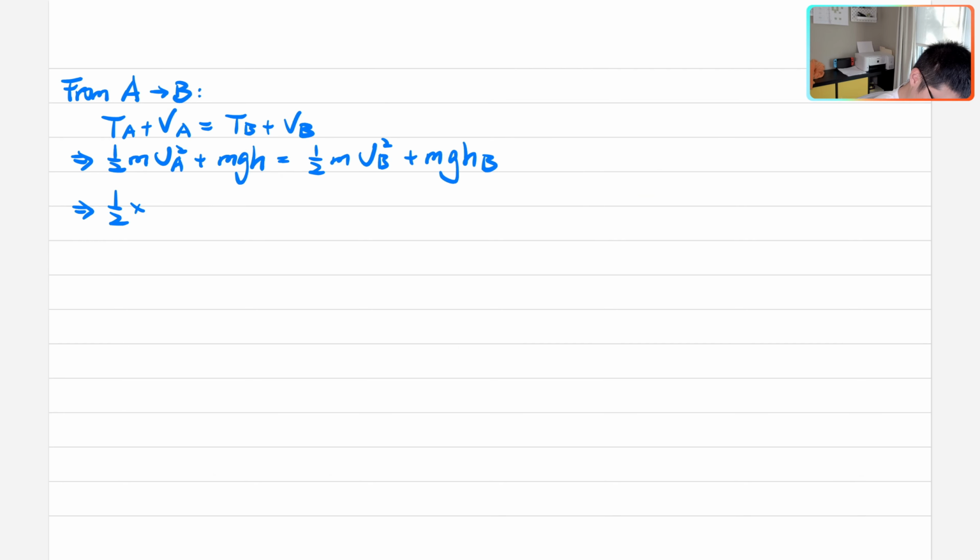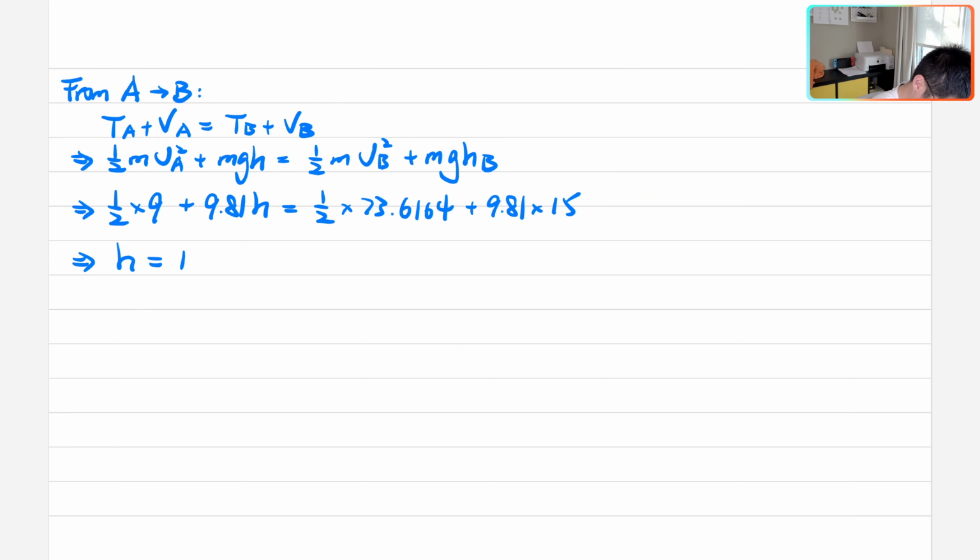I thought I made a mistake in my solution, but you can see the mass is going to cancel out throughout the equation. So we only have 9.81 h equals 1/2 vb squared, 73.6164, I'm just keeping more decimal places here, plus 9.81 times 15. And we'll get h equals 18.29 meters. Usually it's safe to stop here.